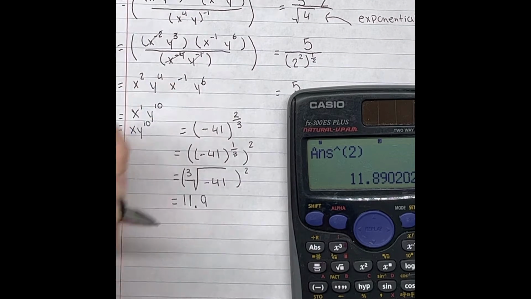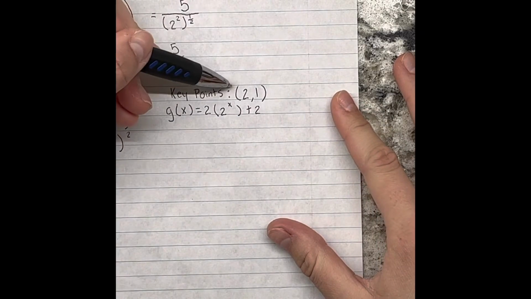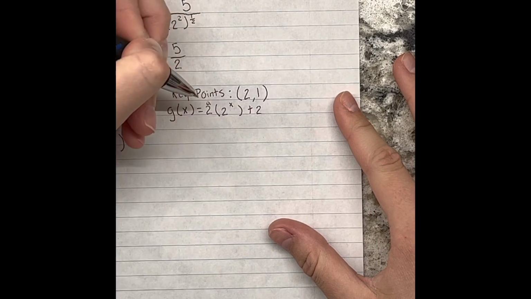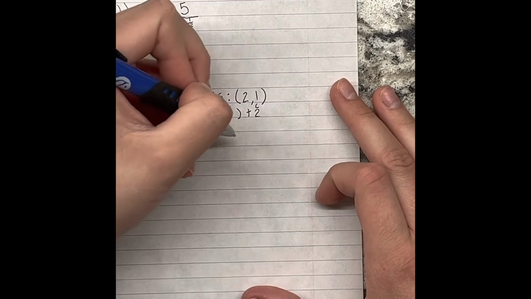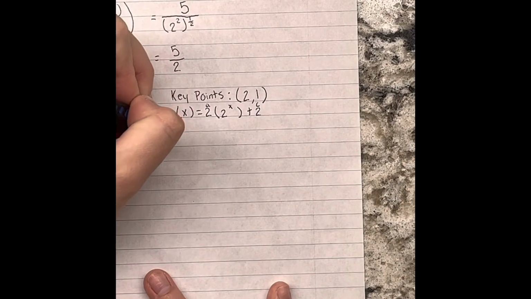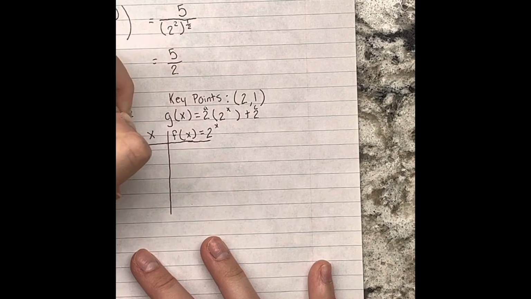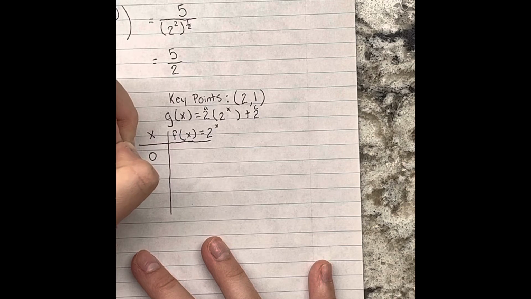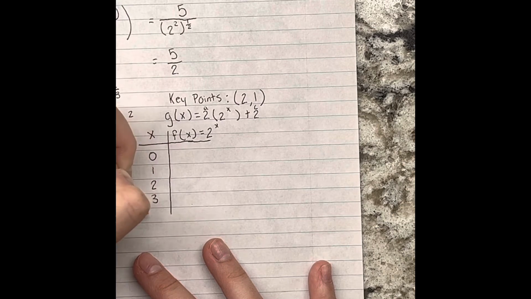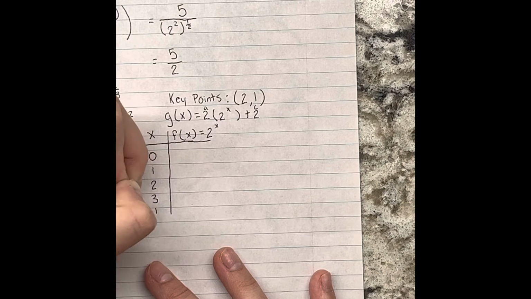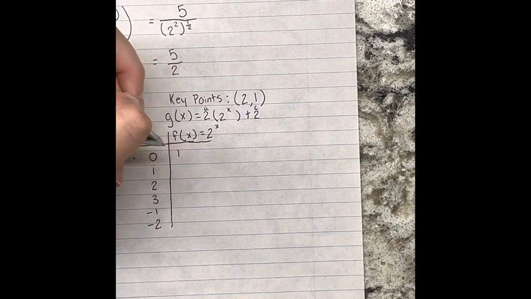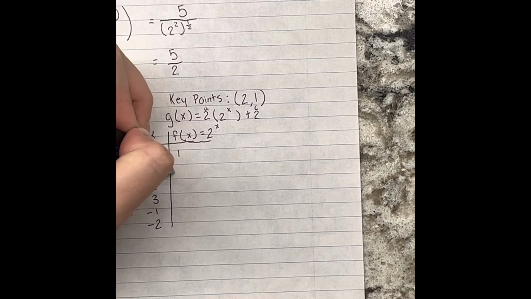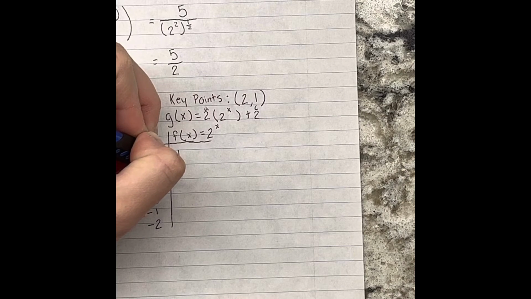11.9. So for this next question, it's transformations of exponential functions, and our key points we're going to be using is 2 and 1, x and y, and then here we have our formula in g of x form. So first we're going to be graphing it in f of x, and so we are just plugging in that x exponent value, and we are going to be working up from 0 to 3 and then -1 and -2. And we can just plug that into our calculator to get our original graph.